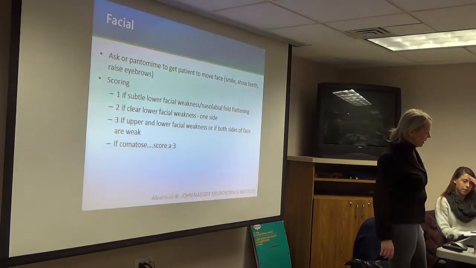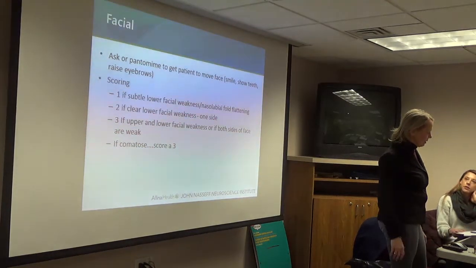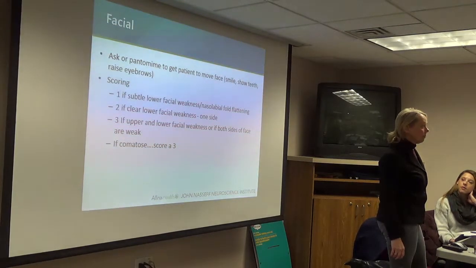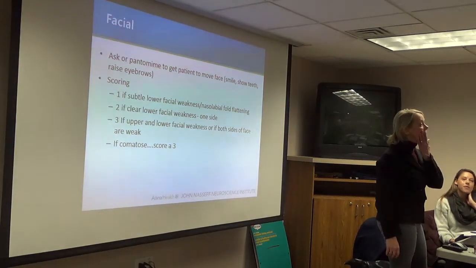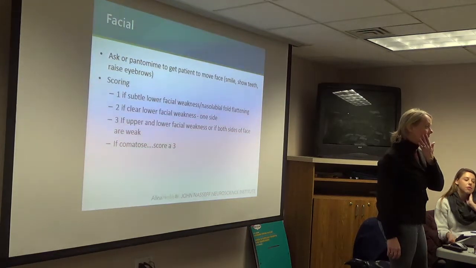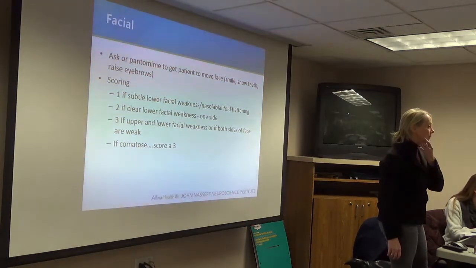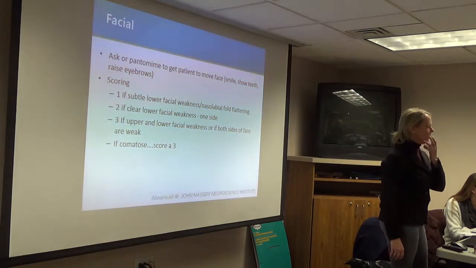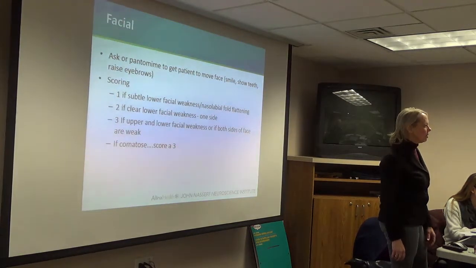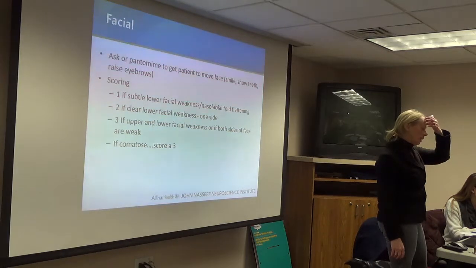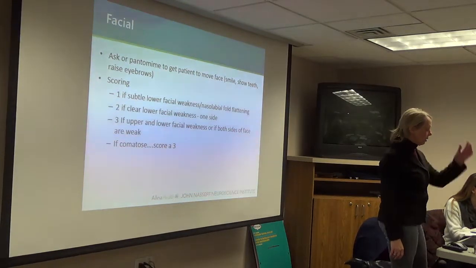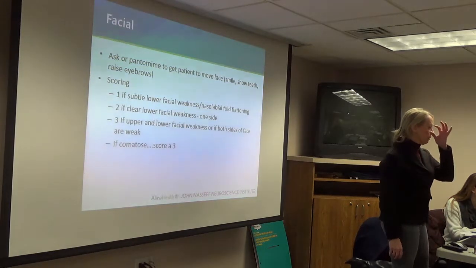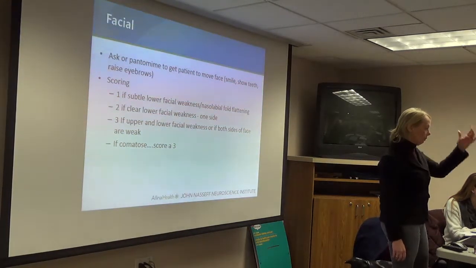Face: you ask them to pantomime and get the patient to move their face, smile, show your teeth, raise your eyebrows. So you give a 1 if there's a little nasolabial fold flattening, but they can move that side of the lower face fairly well. If they're like this when they smile where it stays down, it's going to be a 2. But then they can still move their forehead up here. It's going to be a 3 if they have a Bell's palsy look to them, where when they try to close their eye it stays open and they can't wrinkle their forehead.